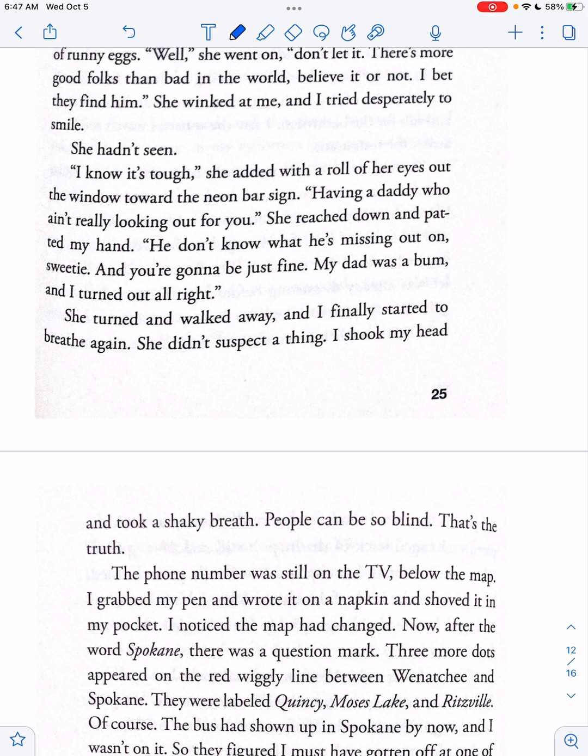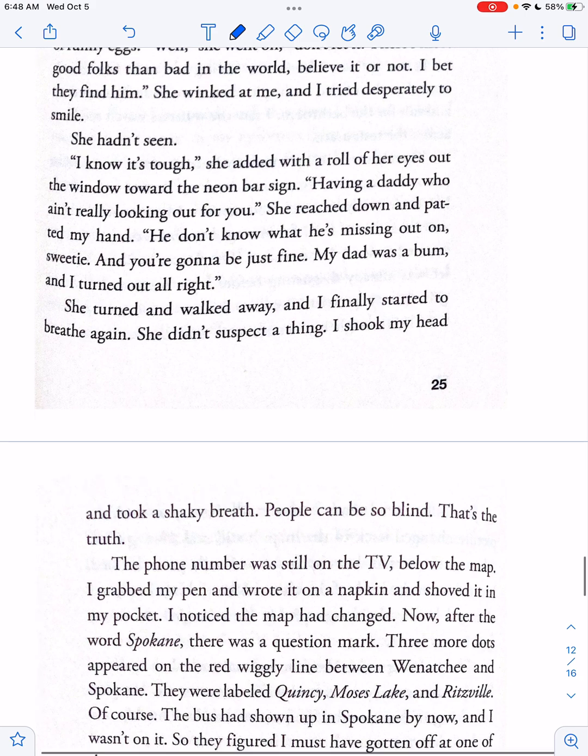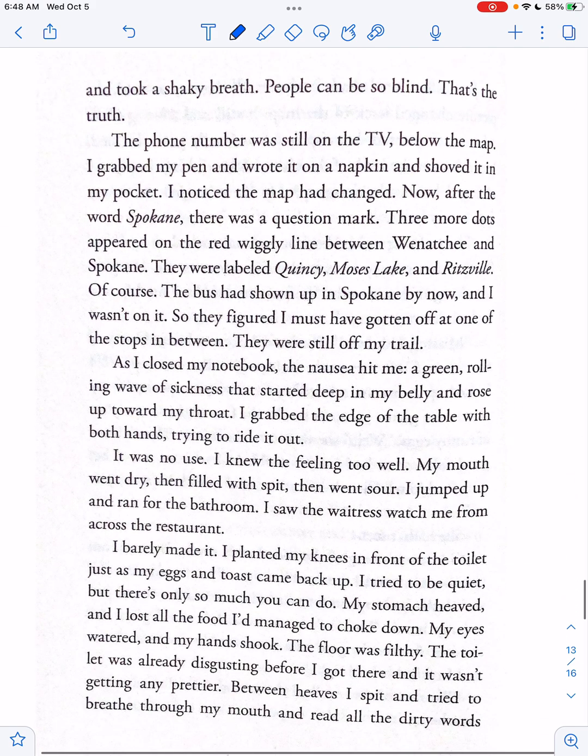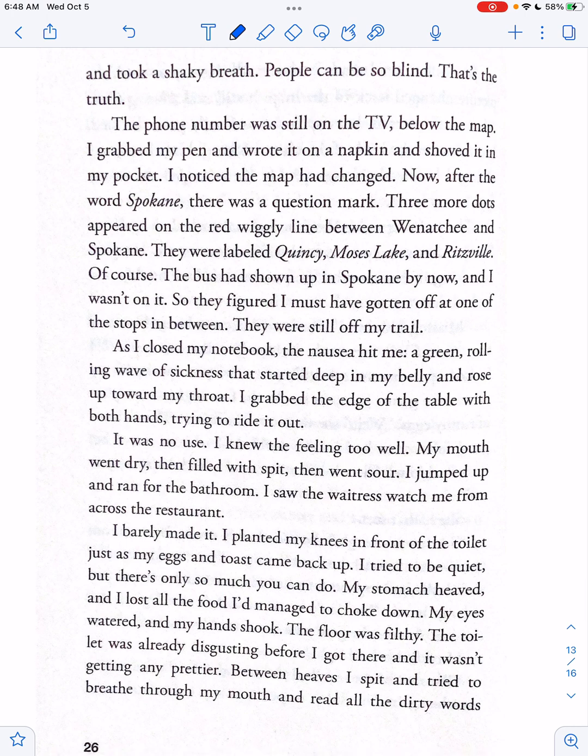She reached down and patted my hand. "He don't know what he's missing out on, sweetie, and you're gonna be just fine. My dad was a bum, and I turned out all right." She turned and walked away, and I finally started to breathe again. She didn't suspect a thing. I shook my head and took a shaky breath. People can be so blind.